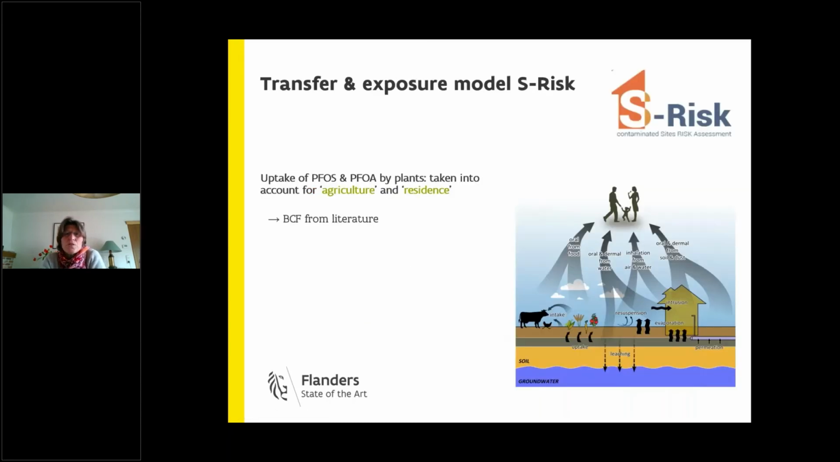The transfer and exposure model as risk, which is also used in Walloon and also in Brussels, compares the exposure by different exposure routes to toxicological criteria.